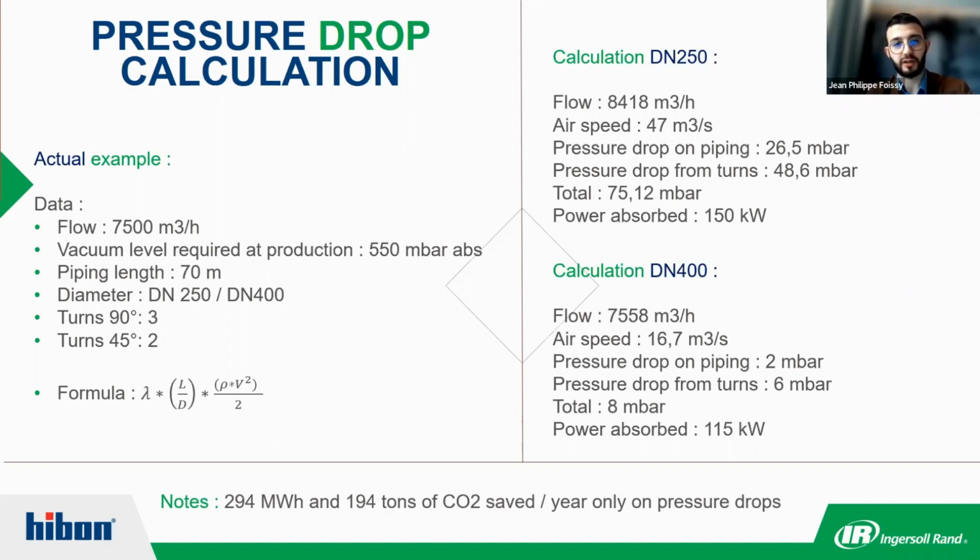Only by choosing the right diameter, you can save, in this actual example, nearly 300 megawatt hour per year and almost 200 tons of CO2. So in terms of sustainability and CO2 footprint reduction, only the piping itself is really important.